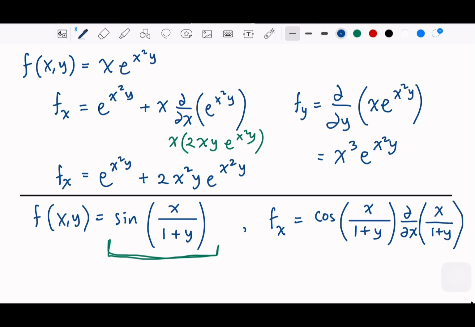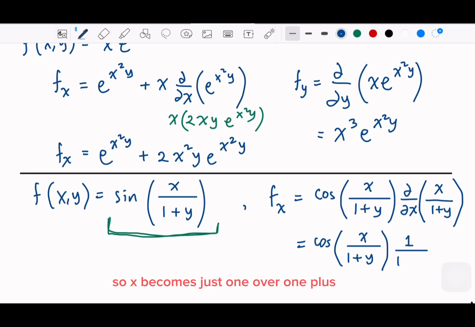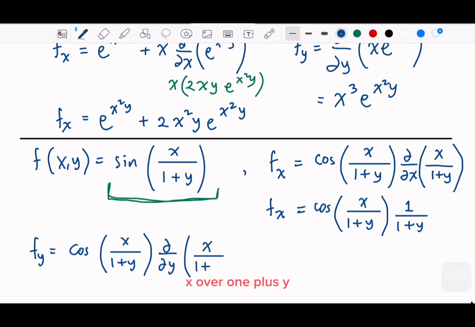And then we can solve this. Derive the inside function. So it's cosine of x over 1 plus y, and we derive only with respect to x. So x becomes just 1 over 1 plus y. I think we can just stop there for partial x. And for partial y, we do the same thing. We write cosine first, x over 1 plus y, and take the derivative with respect to y of x over 1 plus y.